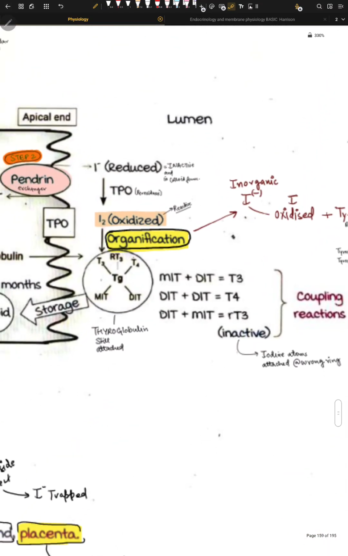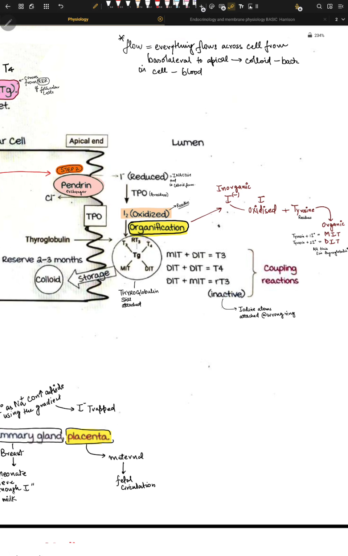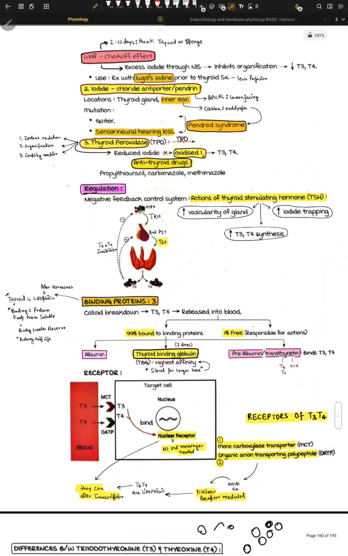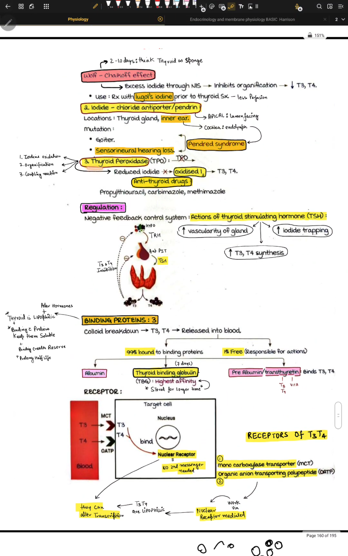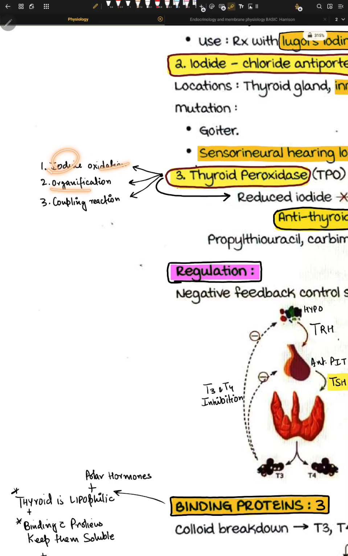TPO is needed for a lot of things. TPO is first needed for oxidation of reduced iodide into oxidized, reactive iodine. Not organification, I'm sorry, it's needed for this oxidation, right? Let's see what TPO is needed for. So TPO is needed for oxidation, and iodine oxidation is needed for organification.